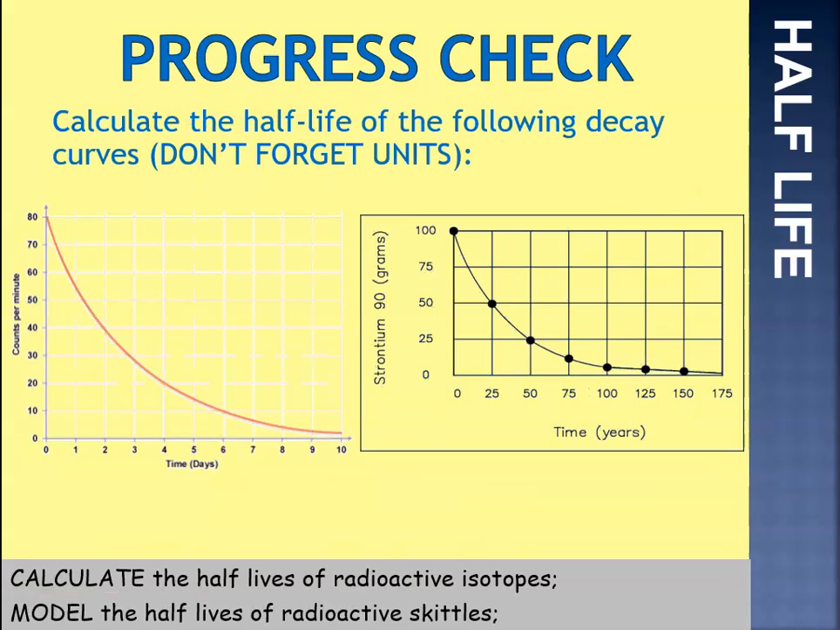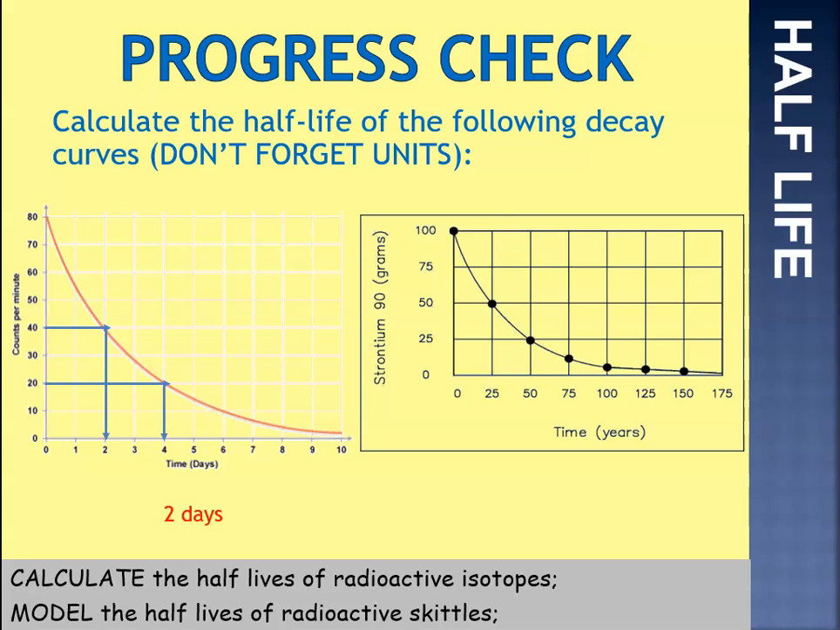Try it yourself. Pause the video, calculate the half-life of the following decay curves, and don't forget to put your units on there as well. Okay, pause the video and attempt those. Okay, so for our first graph there, we'll see the initial count rate is 80. So we want the time taken to fall to 40. Draw a line across on our graph, comes down, takes around 2 days. To confirm, we do it again. 20 across, down to 4, gives us 2 days.